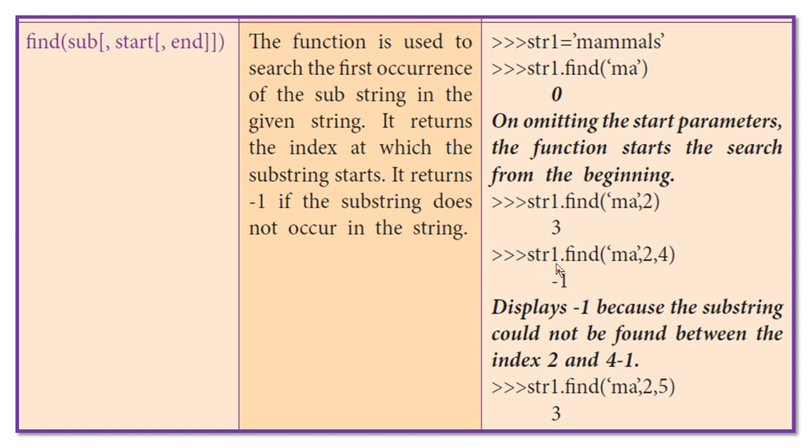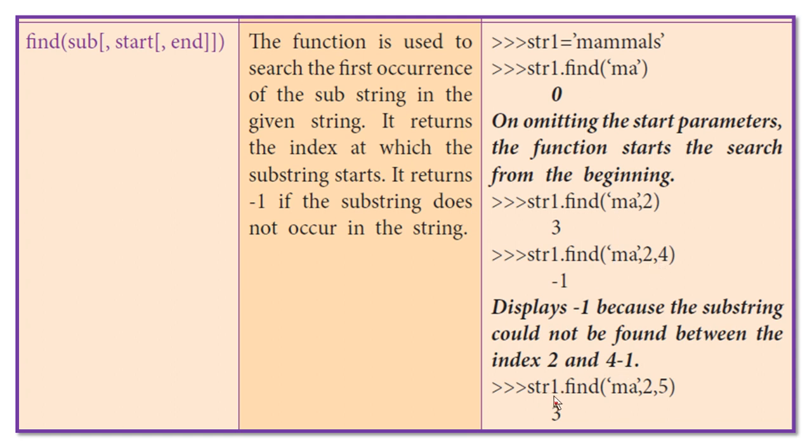And third example, str1 dot find, here starting index value is 2, end value is 4 minus 1, that is equal to 3. So 2 to 3, that is only 2 characters here, so there is no ma here. The substring ma does not occur in the characters, so it returns the value minus 1, because the substring could not be found between the index value 2 and 4 minus 1.